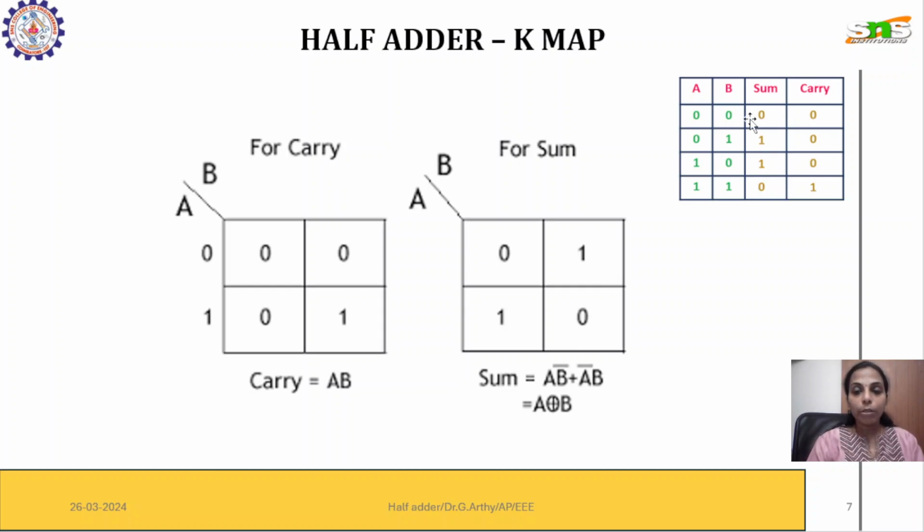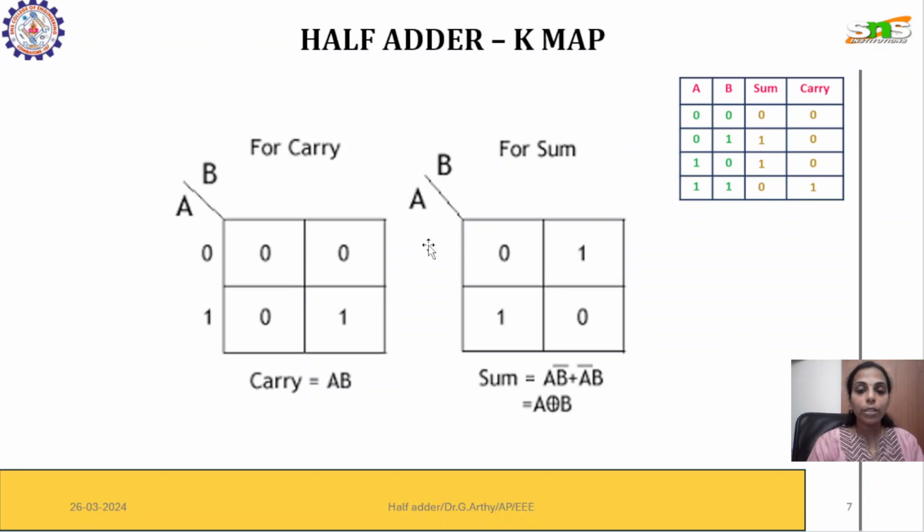So for sum, when you consider this K-map, this is A and this is B. So this condition will be 0, this will be 1. Here this will be 0 and this will be 1. That is, this will be A bar and this will be A. This will be B bar and this will be B.